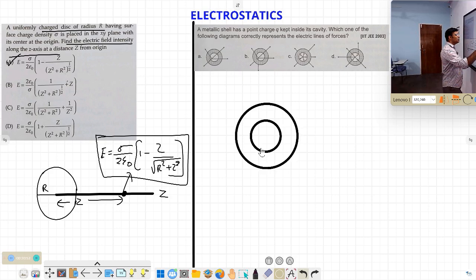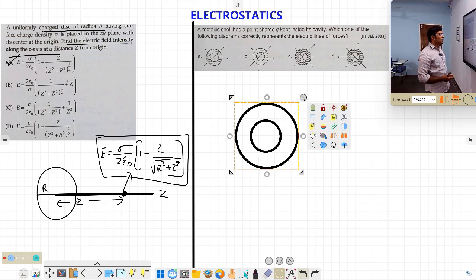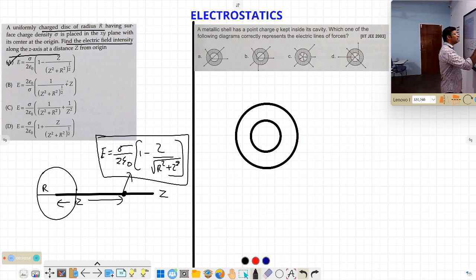So one shell is given. In this case, this is the center, which has a cavity. This is the center cavity. If the charge Q is kept inside the cavity, how will the electric field diagram look? Whenever you take the charge here, first, this is a positive charge, and induced charges will be developed inside the metallic conductor.